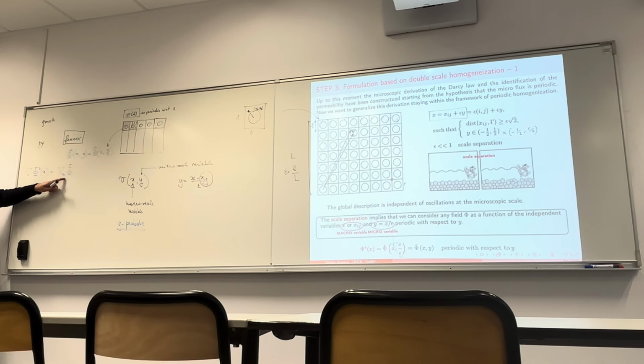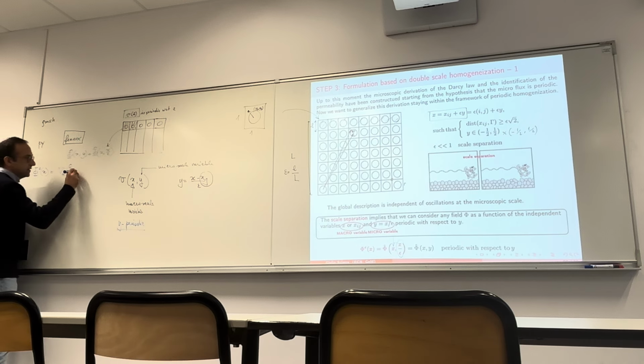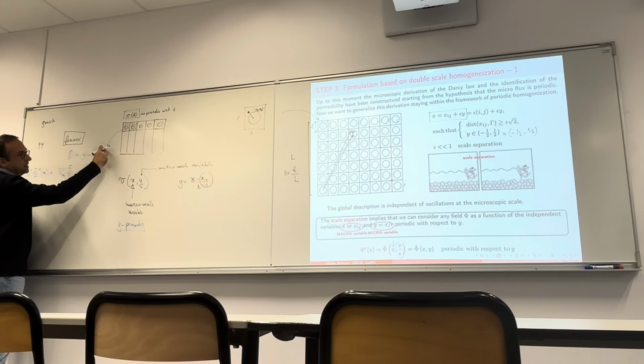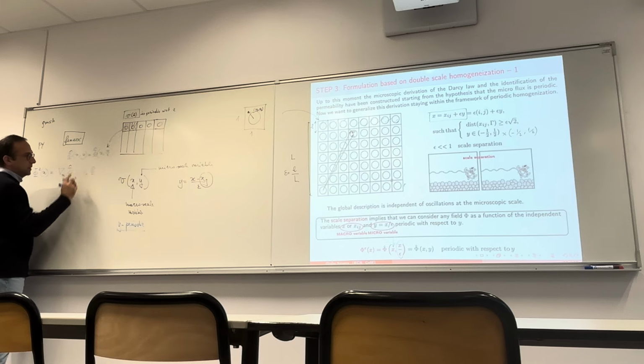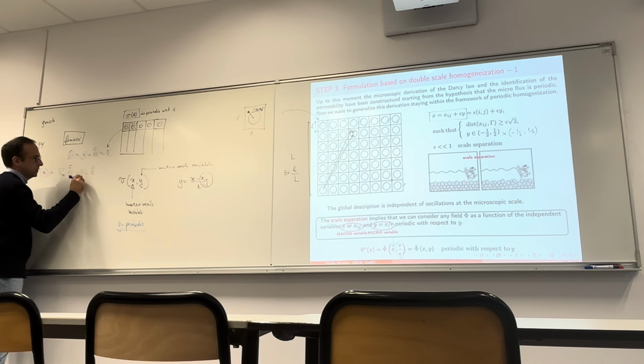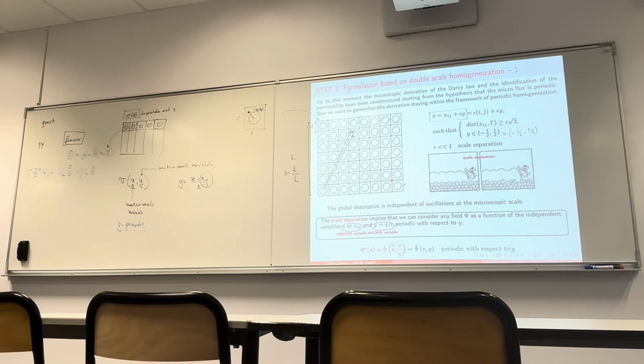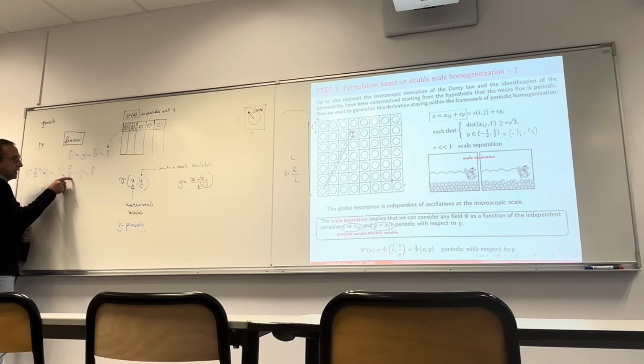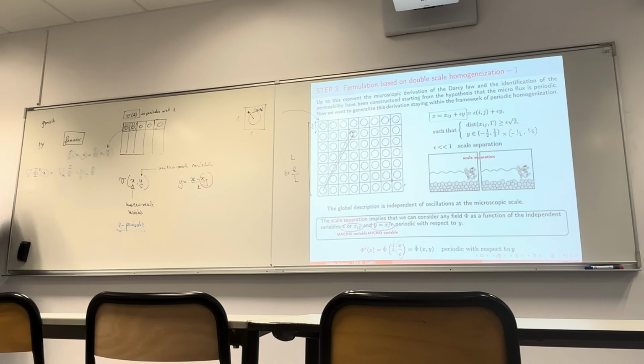So gradient x of phi hat plus what? The gradient y of phi hat times the derivative of x by epsilon with respect to x, so 1 by epsilon. So the gradient of your function, of your unknown phi, will be translated into a gradient x of phi plus a 1 by epsilon gradient y of phi.